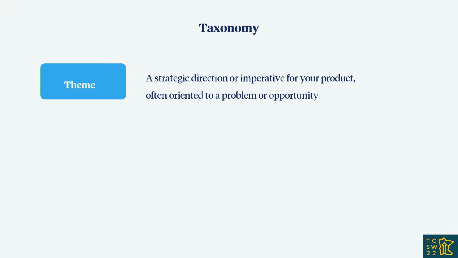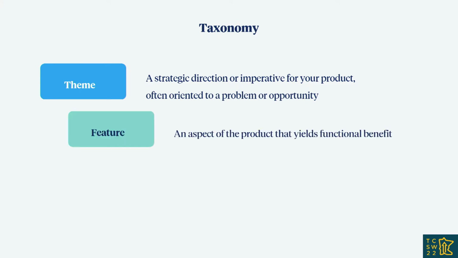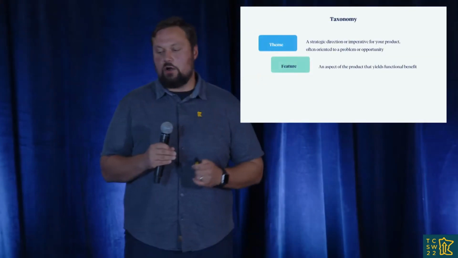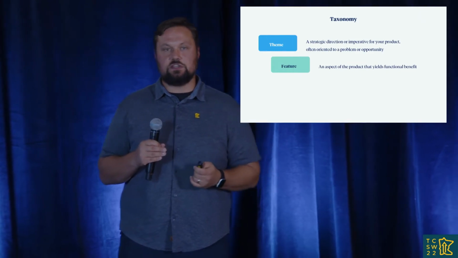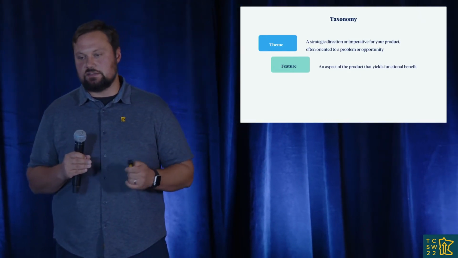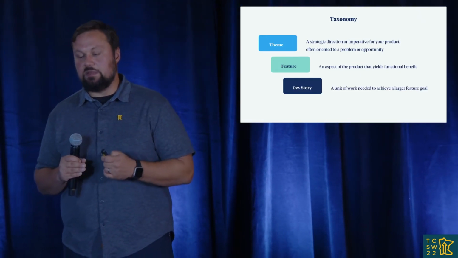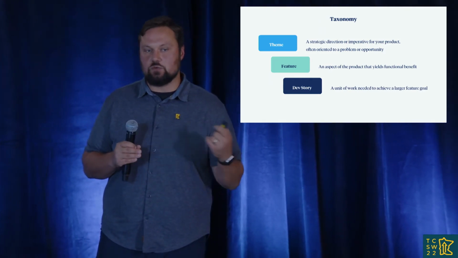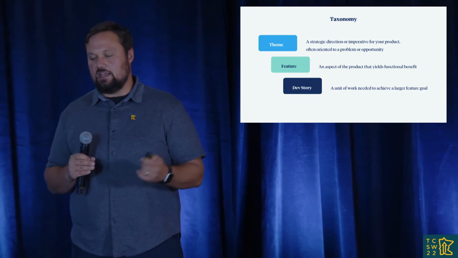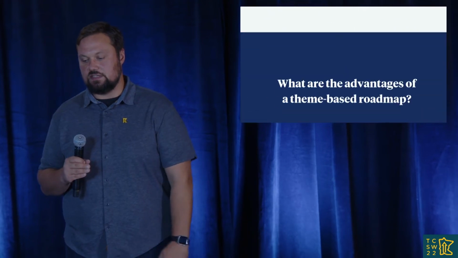So going back to the Spotify example, maybe our theme is, hey, we want to minimize time that people are in our app but not listening to music, right? So that's a theme. There's a lot of features that can move that theme forward, but it's flexible as to the how we do that. Features are more the how. It's the solution, the aspect of a feature or the aspect of an app that yields a functional benefit. And then beneath that are the dev stories, the actual implementation work that's needed in order to achieve these features.